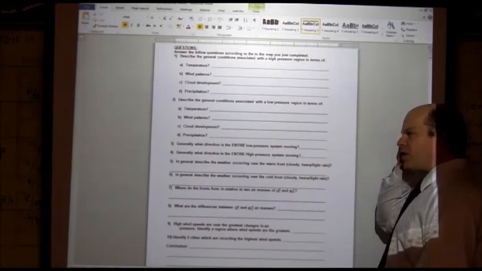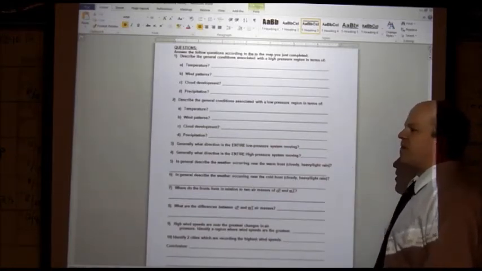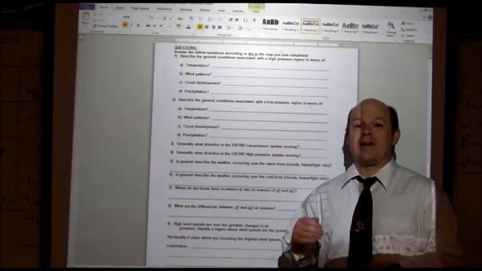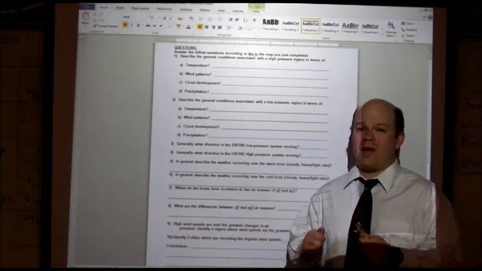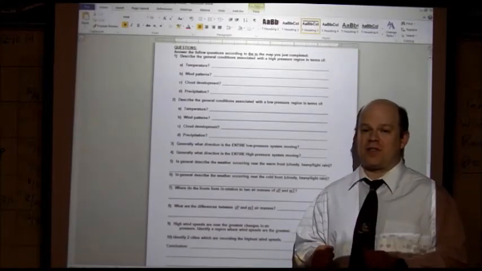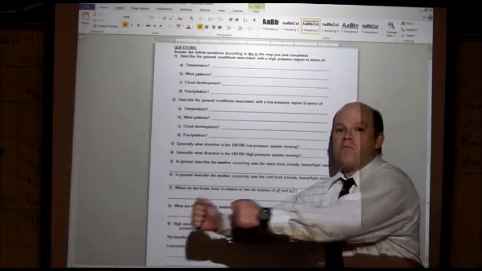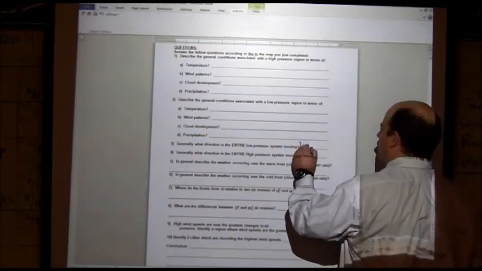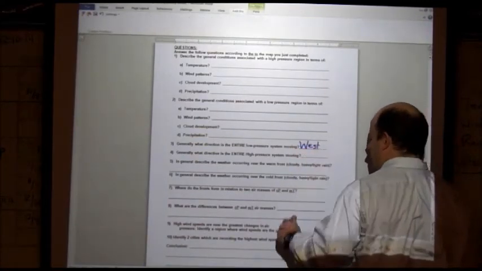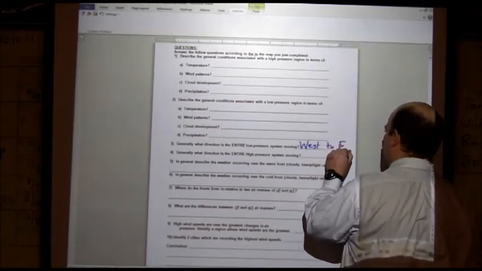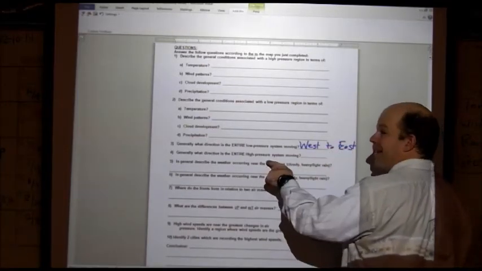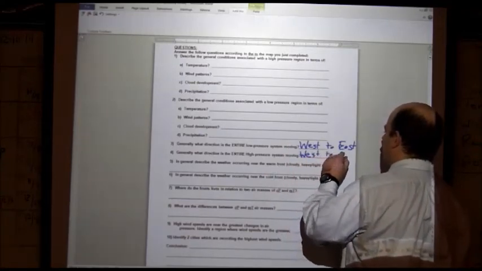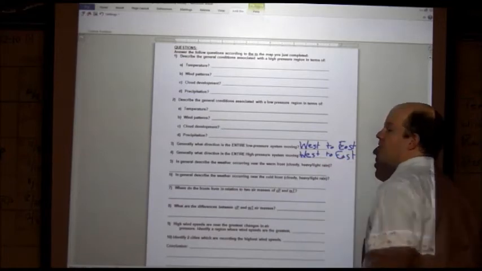Okay. Generally, what direction is the entire low pressure system moving? Okay. Excluding today's weather system because it's a nor'easter. All weather systems in our neck of the woods, being the continental United States, move from west to east. They move from west to east. So, west to east. High pressure systems follow the same direction. West to east. Okay, no trick question there.